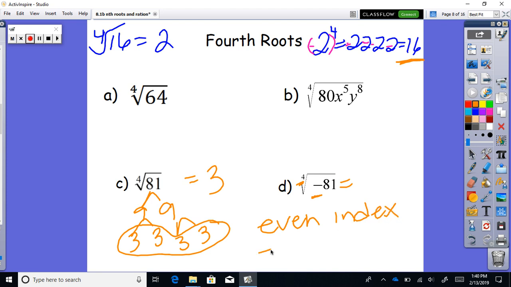and negative radicand equals imaginary answer. So this is going to give me the answer of 3i. So 3i, not negative 3i. I didn't mean to write that. So the fourth root of negative 81 is 3i, not 3.